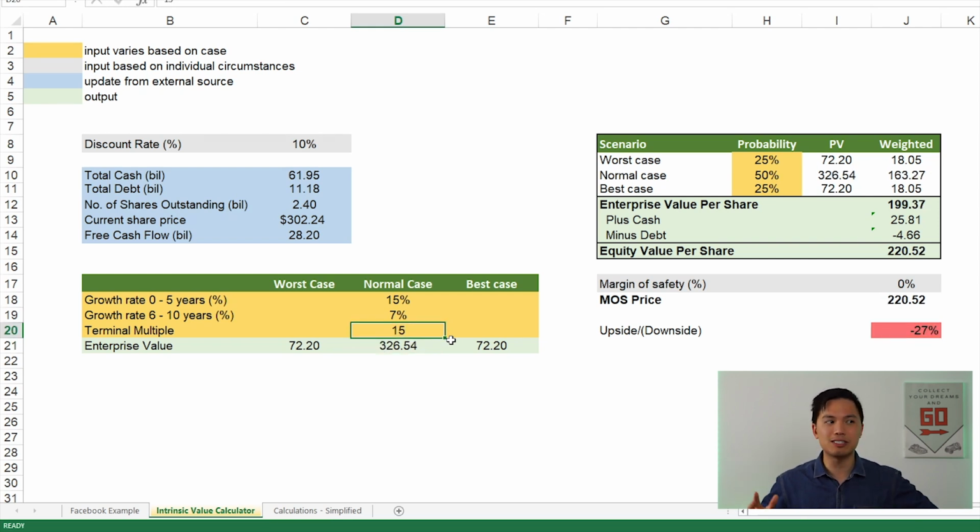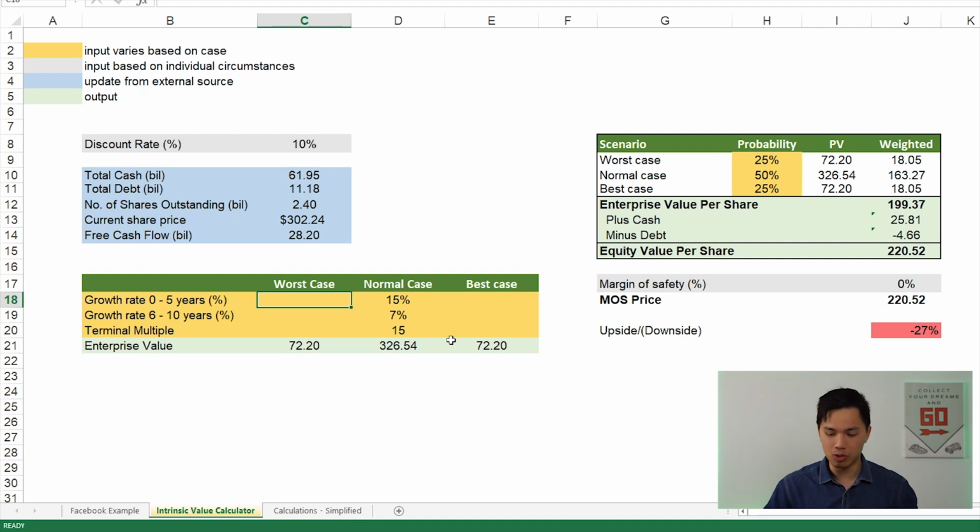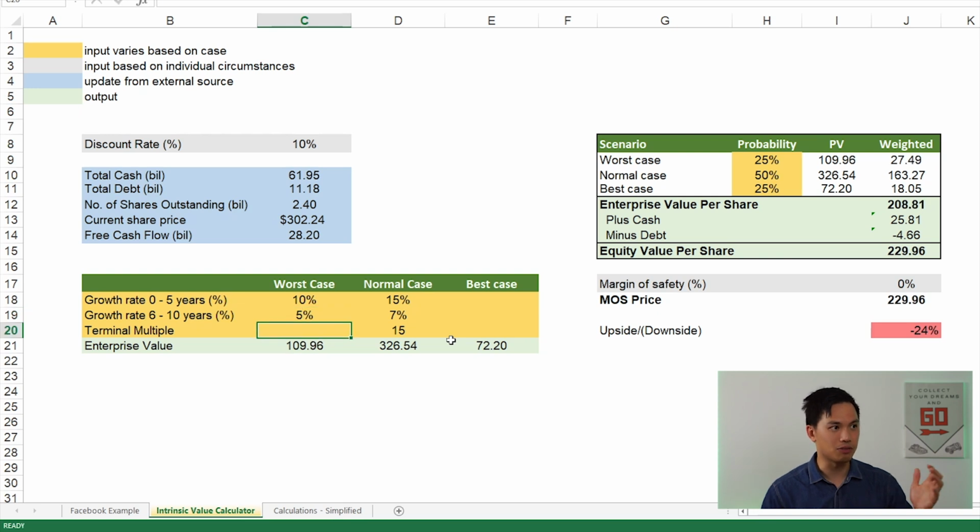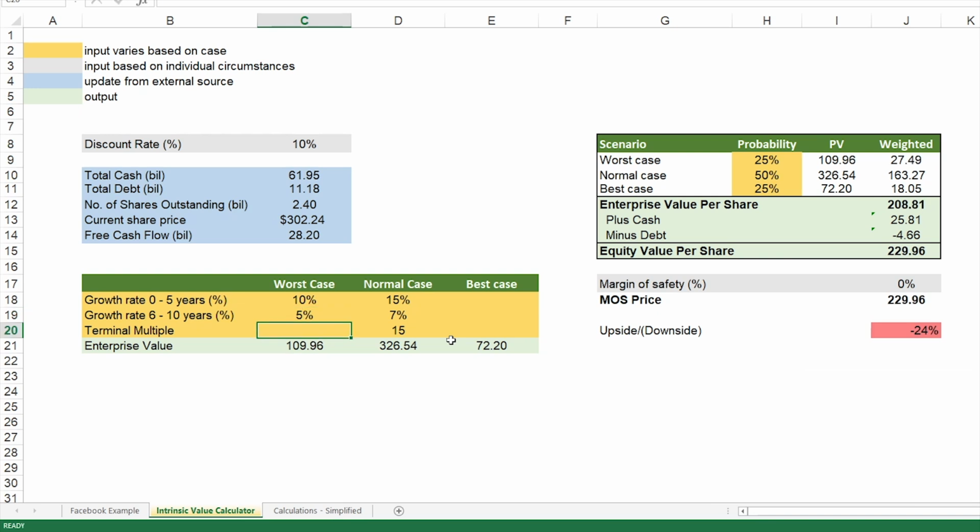So as you can see, this is more of an art rather than science because this is based on your expectations of the business going forward. And now for the worst case scenario, I'm going to project an even lower growth rate than the normal case. So what I'm going to do is say 10% roughly to show that the business isn't going to do as well as it has in the past. And for years 6 to 10, I'm going to use half of that, so growing at 5%. And a terminal multiple of say roughly 12 times for a business growing at 5%.